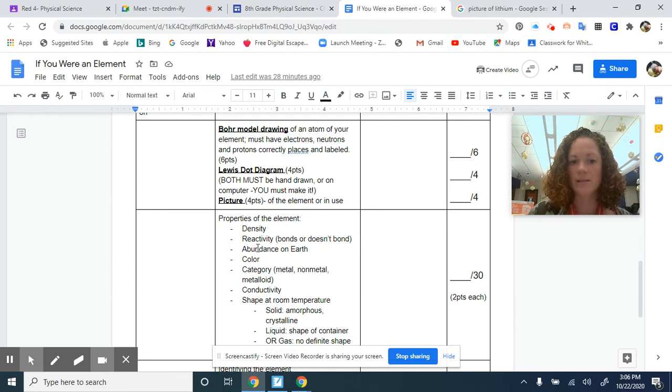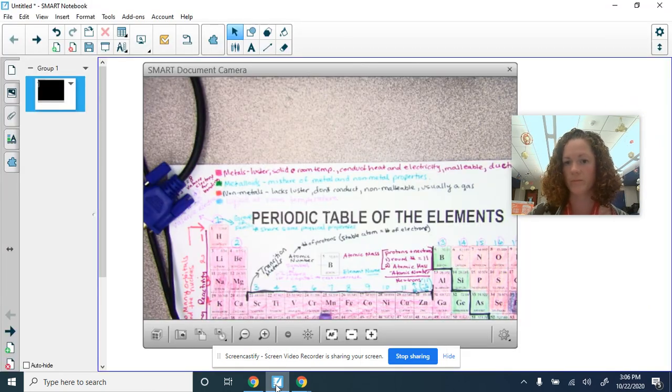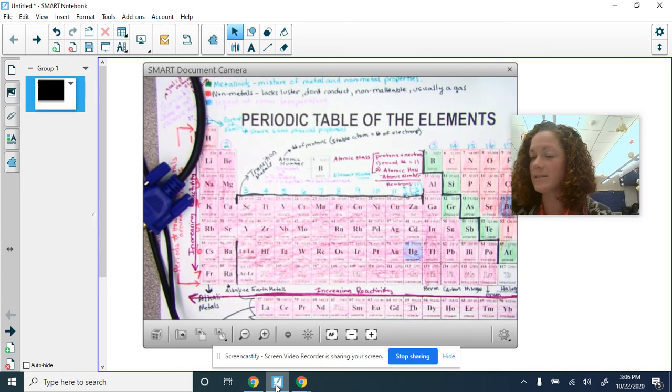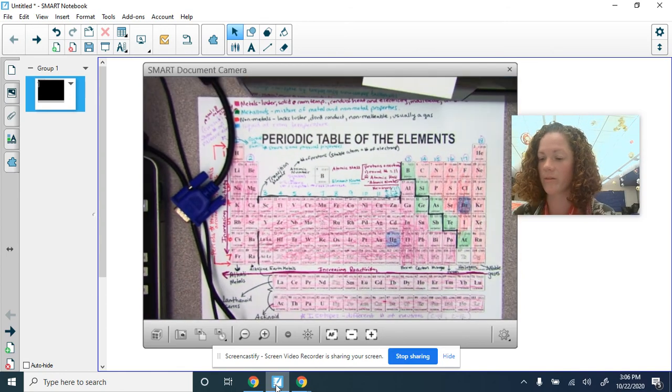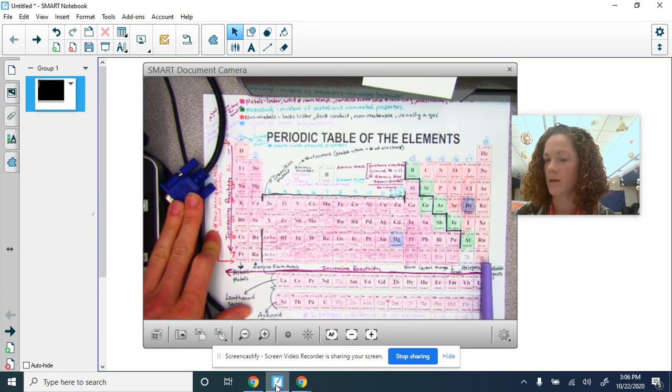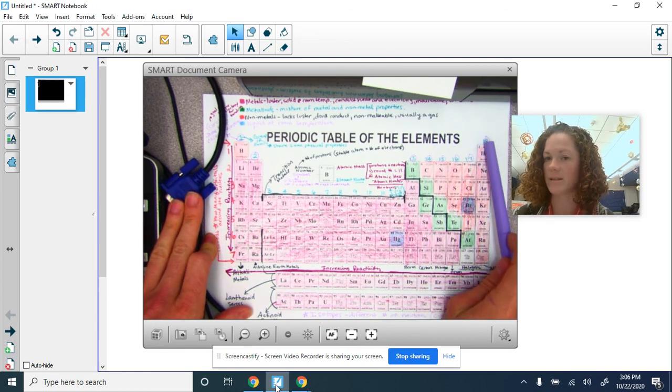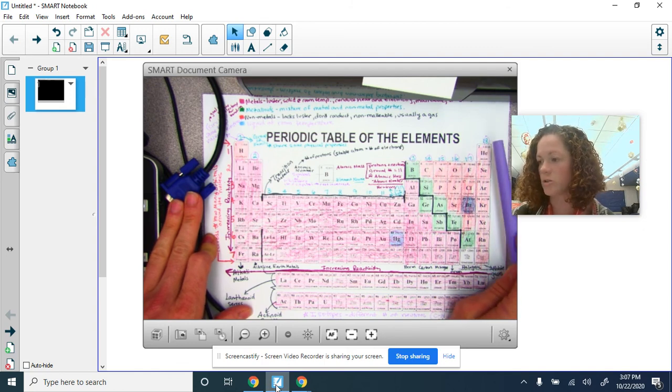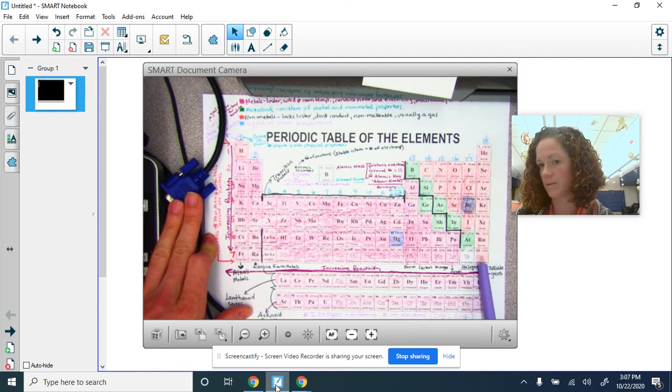All right, these you need to look up. Density, you just type in density of lithium, density of oxygen, whatever element that you're doing. Reactivity, does it bond or not bond? Now, this is something you're going to find on the periodic table. Remember, basically everything bonds with other elements except for this column here. These guys, they have 8 valence electrons. They are stable, they're happy, they don't want to bond with anything else. So these ones are not going to bond.